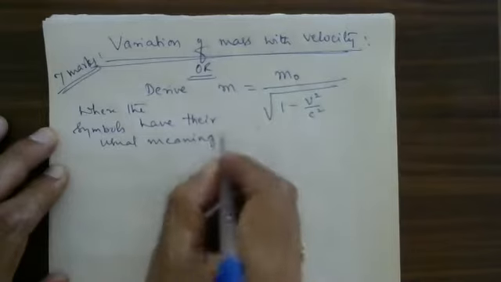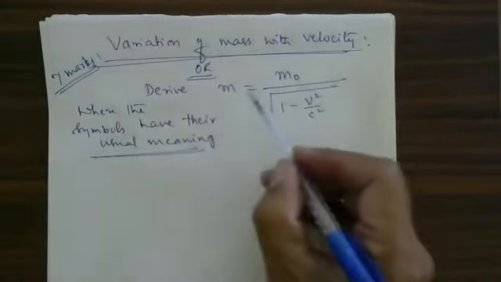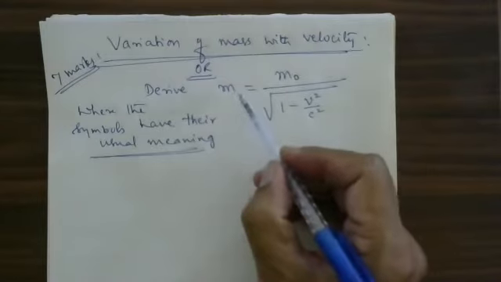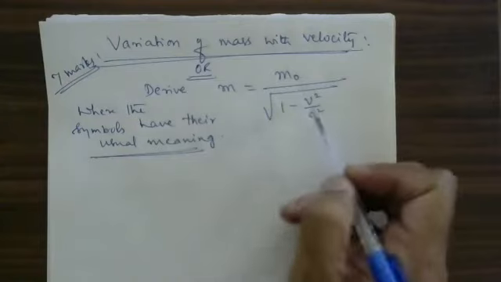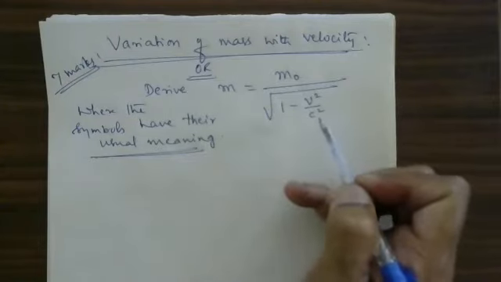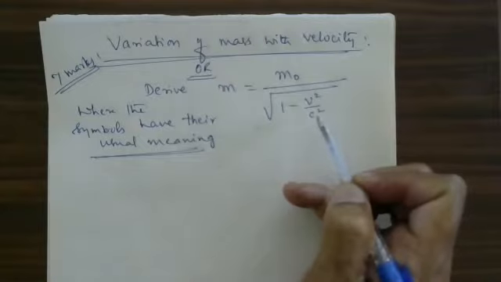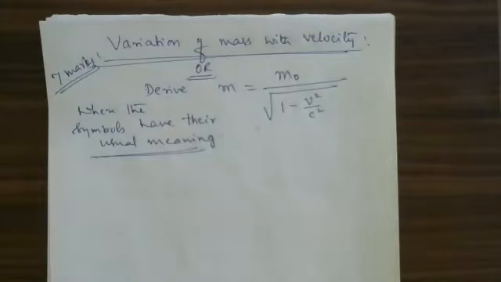This is the question that we are going to frame for 7 marks or 8 marks. Here m is the relativistic mass of a body, m naught is the rest mass of the body, v is the velocity of the body, c is the velocity of light in air, medium or vacuum. It is an important question for 7 marks. Derive an expression for the variation of mass with velocity.